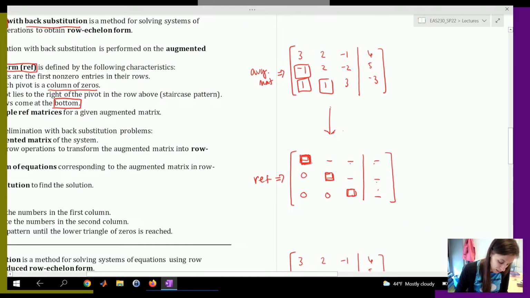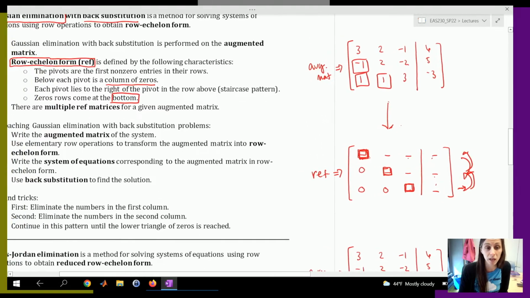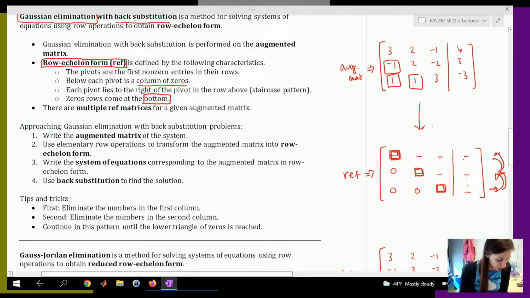And then you can see here, this will tell me what my third unknown is. I can use that and plug it into this one to find my second unknown. Use those two to plug into this one to find my first unknown. That is the process of back substitution. We find our last unknown with our last equation, and then work our way up and find all of our unknowns by plugging into our system of equations. There are some tips and tricks. Tips and tricks are: find all the zeros in the first column, and then the second column, and then the third column, etc.